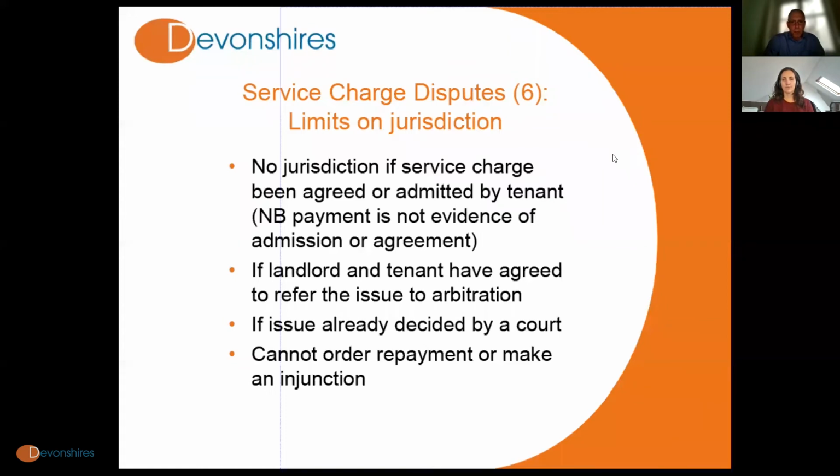Having said that, if both parties have already agreed to refer a matter to arbitration, and as I say, both parties need to agree to this, then again, the FTT can't really look behind that. And equally, if a county court, for example, had already made a determination or a finding in respect of outstanding service charges, then the FTT can't revisit what the county court has already decided upon. So it may well be that you've got a money judgment in the county court, and then a leaseholder seeks to challenge that at a later date, where it's going to be a bit late at that point. You've already got an issue decided by the county court.